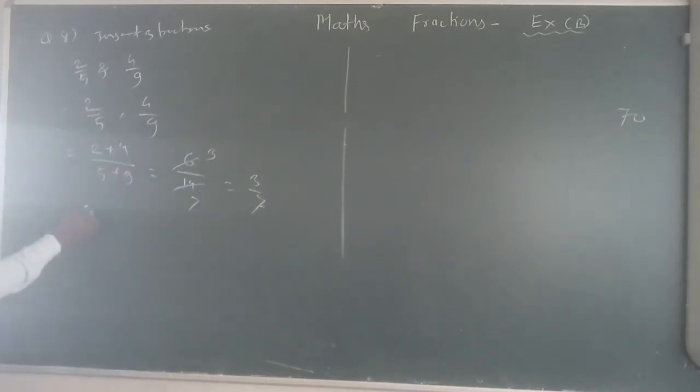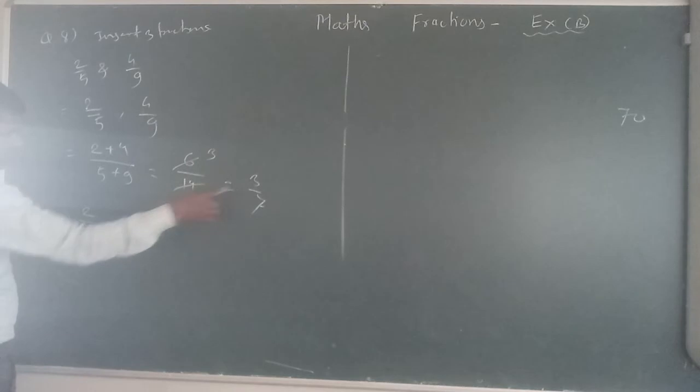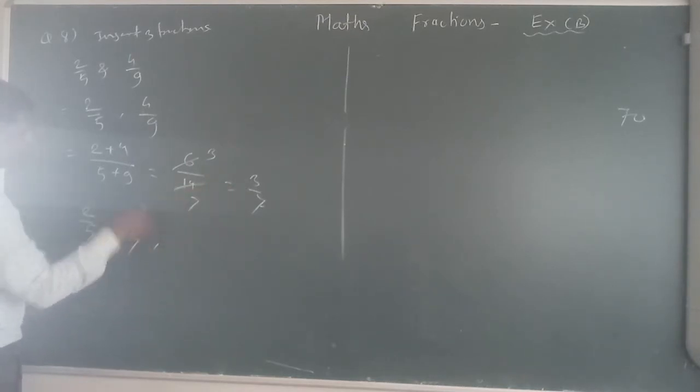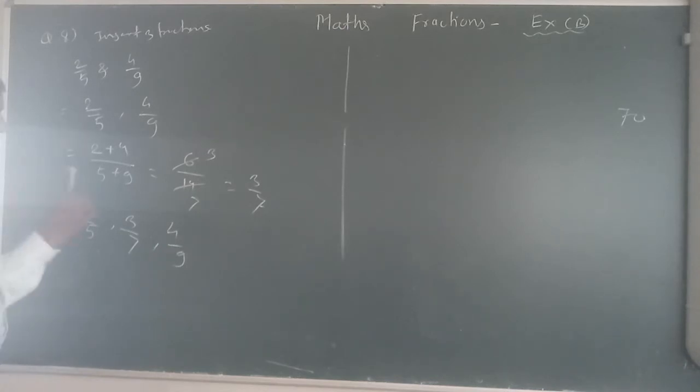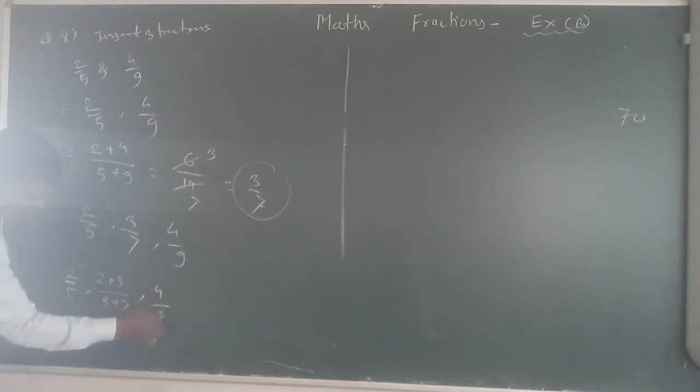So इसके बीच में एक इंसर्ट हो गया, so 2 upon 5, उसके बीच में क्या आ जाएगा 3 upon 7 और बाद में 4 upon 9. मतलब एक हमने इंसर्ट कर दिया, we have inserted the first one. Now second one. अभी इन दोनों को लेंगे, इन दोनों को ऐड कर देंगे. So 2 upon 5, यहाँ पे 2 plus 3 upon 5 plus 7, 4 upon 9.